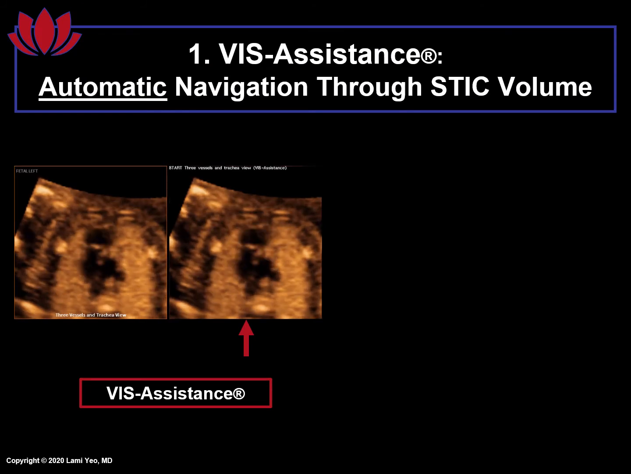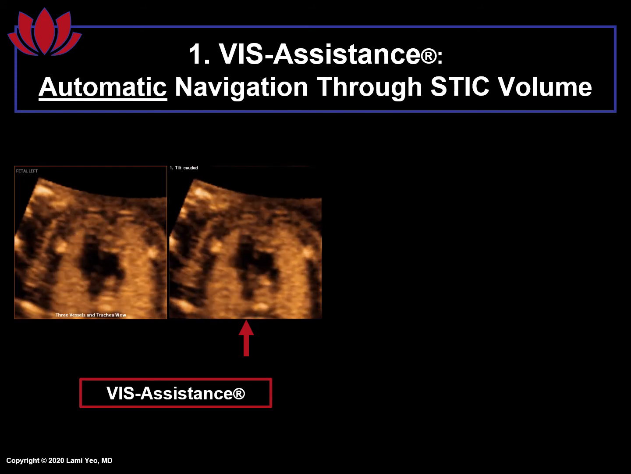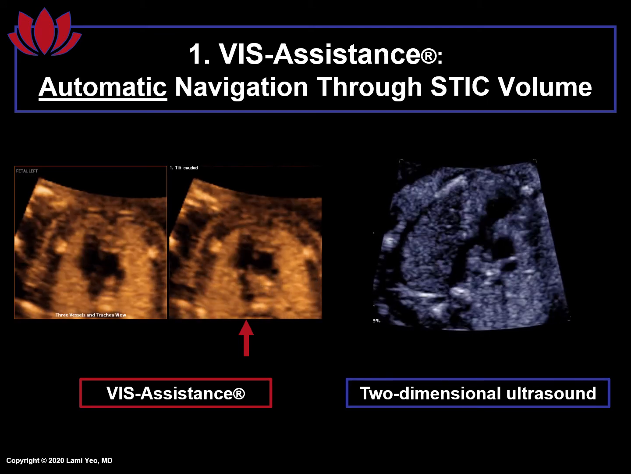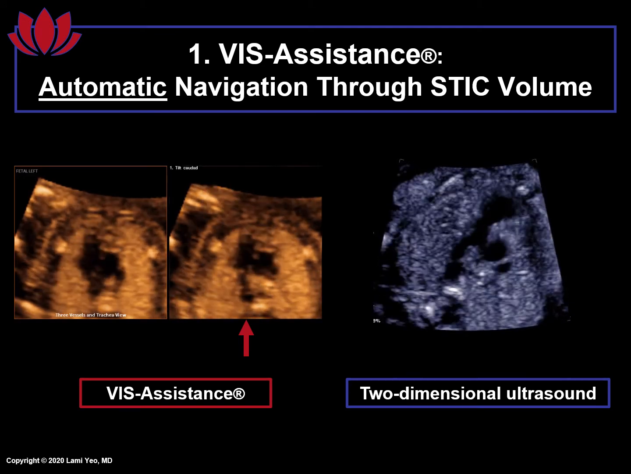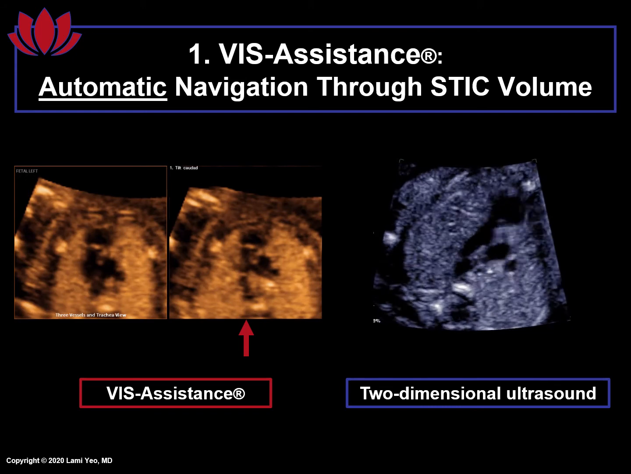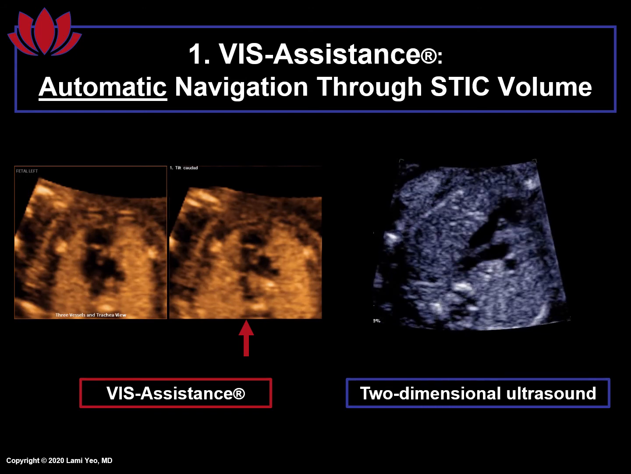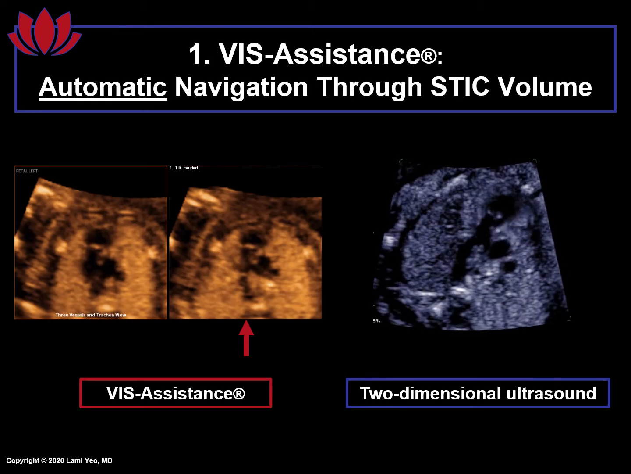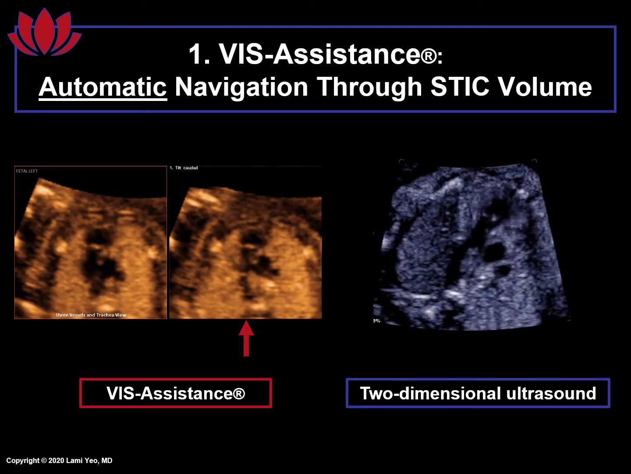VISA assistance has 4 distinct advantages compared to real-time two-dimensional sonography or manual navigation of stick volumes. First, VISA allows automatic navigation through the stick volume, and therefore operator dependency is decreased. In other words, there is no manual navigation of the fetal heart performed by the operator, as shown in the right video clip. Here, two-dimensional ultrasound of the 3-vessel view and 3 vessels and trachea view is being performed by the operator.